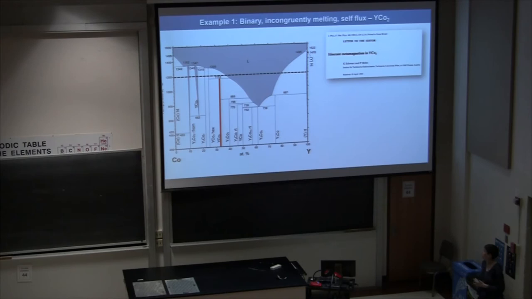The reason we became interested in this material was actually through a collaboration. So our collaborators at Ames Lab were interested in performing neutron scattering on this material because it is a material that's very close to a magnetic instability.